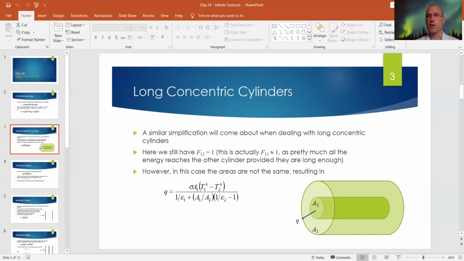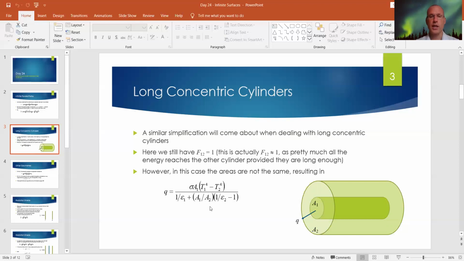What that means is that F12 equals 1, but F21 does not equal 1. And that's because I'm looking at this surface. If I come down, I'm going to hit here, but I can come down at an angle and miss the inner surface and basically hit myself. So that's why F21 is not equal to 1, even though F12 is.